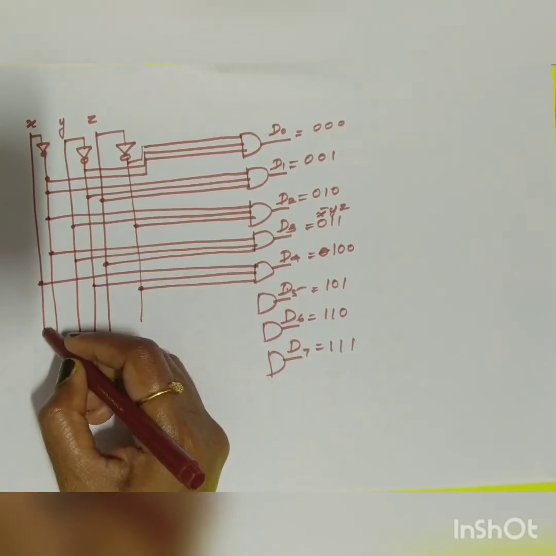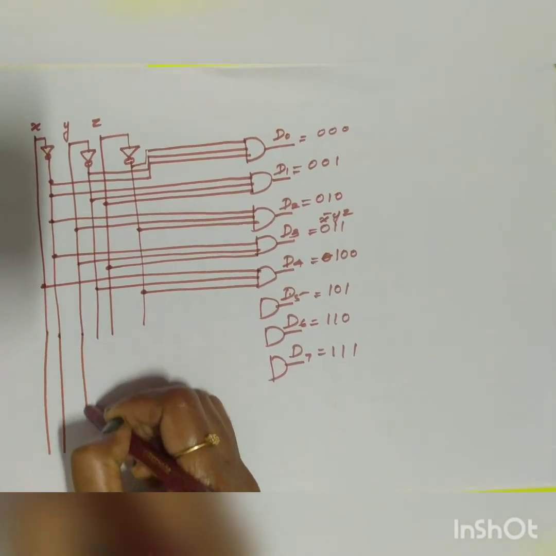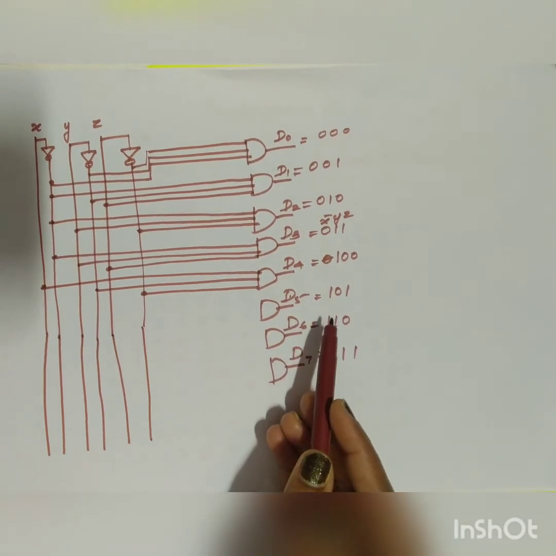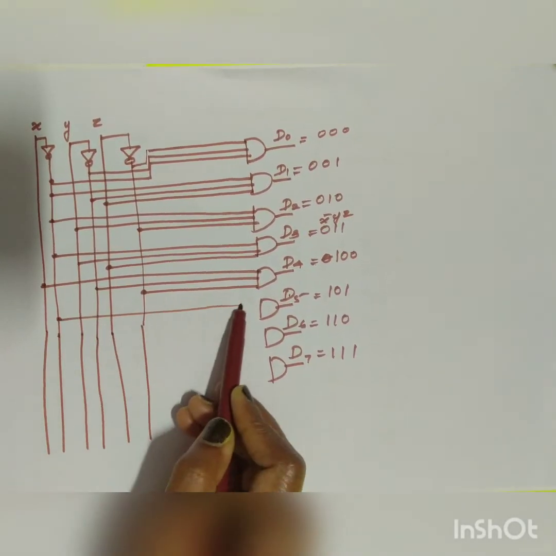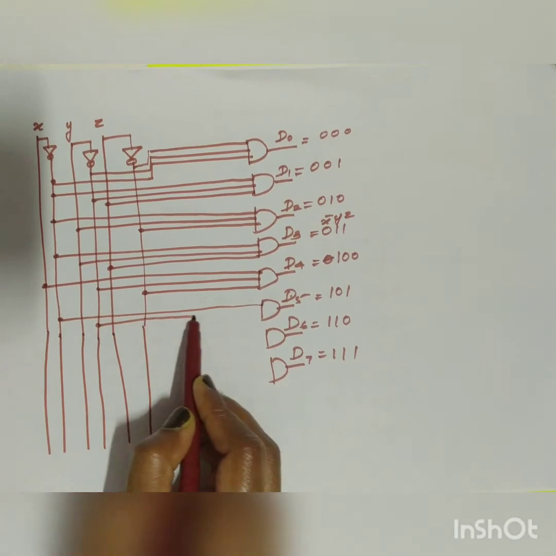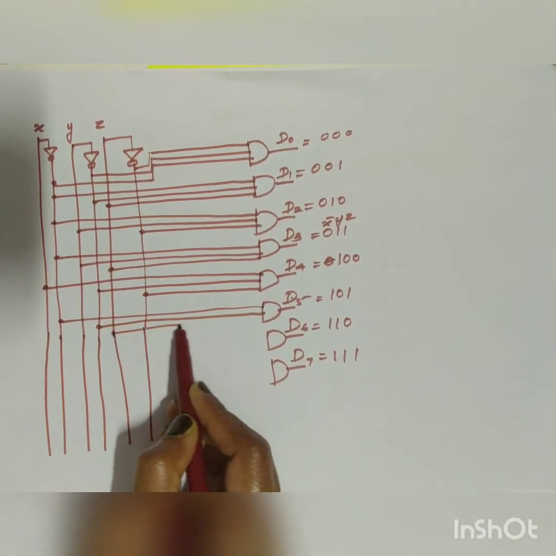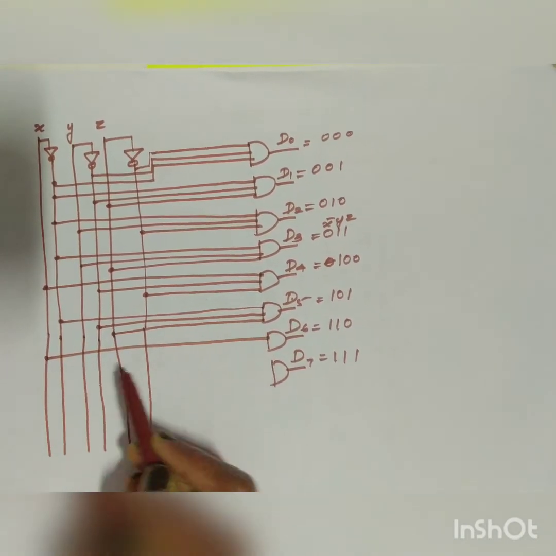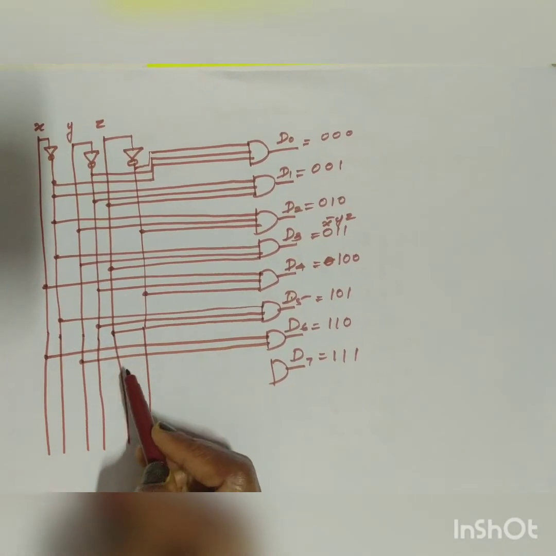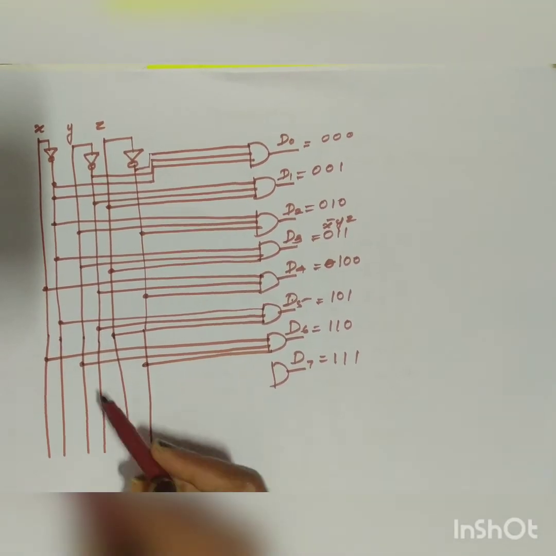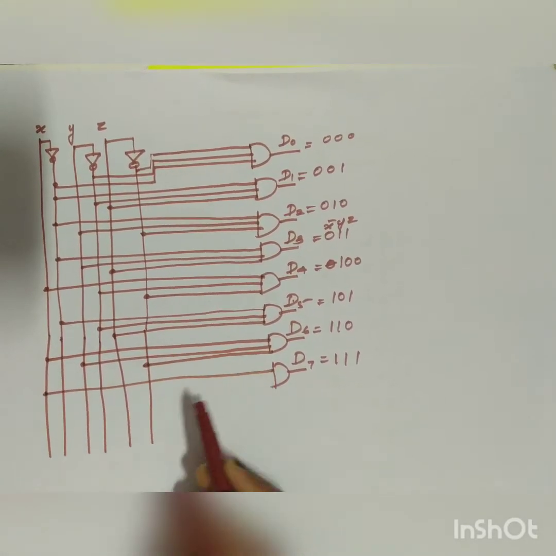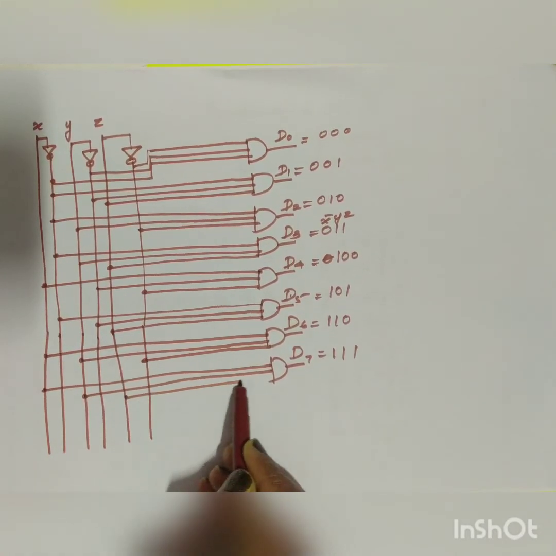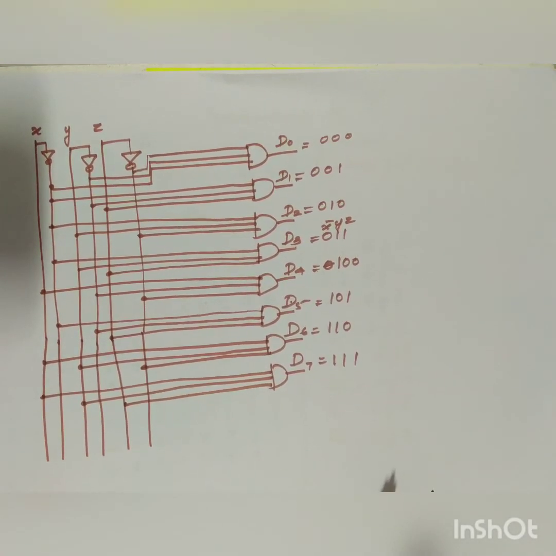Right. Now if I extend this, next you have 1, 0, 1. So X, Y bar, and Z. Then 1, 1, 0: X, Y, Z bar. Okay. Last one is 1, 1, 1: X, Y and Z. So this will be your logic diagram of your decoder.